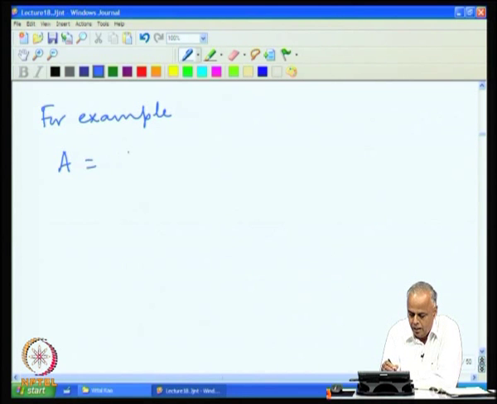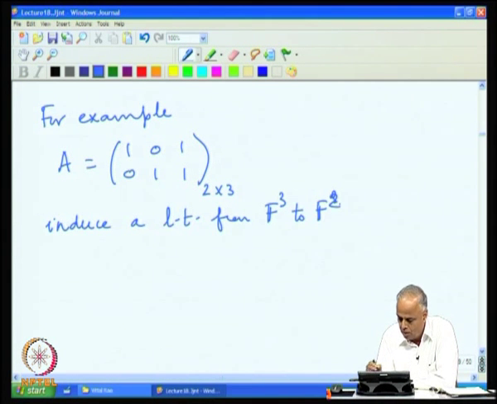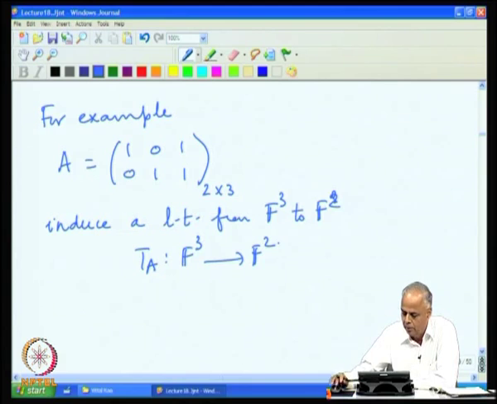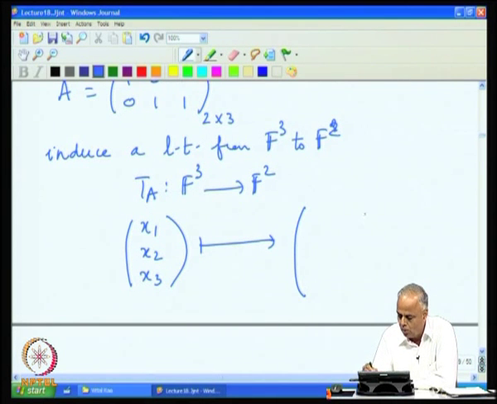look at A equal to [1 0 1; 0 1 1]. Now, this is a 2 by 3 matrix. So, this is m equal to 2, n equal to 3. Therefore, this will induce a linear transformation from F3 to F2. Let us call this TA, mapping F3 to F2. How is it defined? It has to take a 3 component vector and it should map it to a 2 component vector. How do I get the 2 component vector?